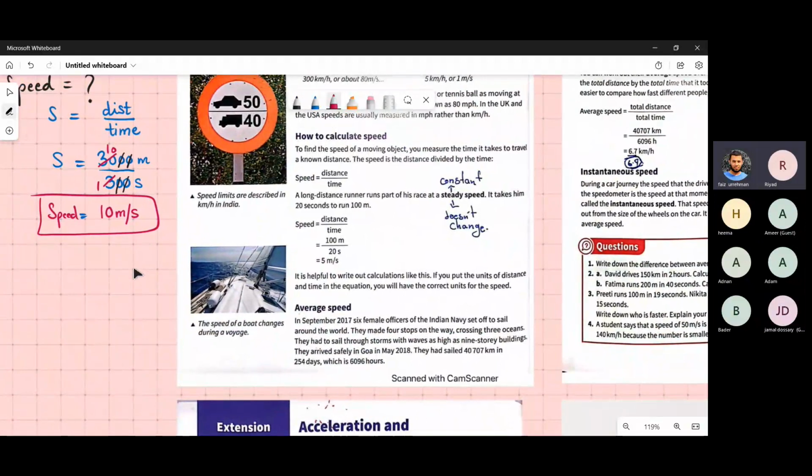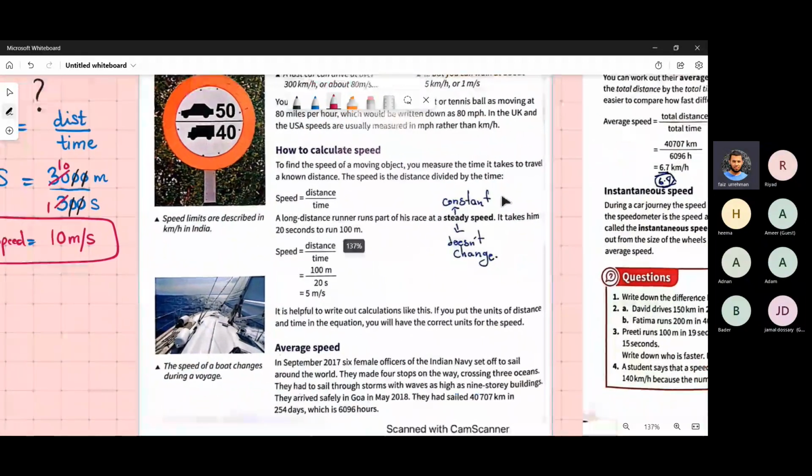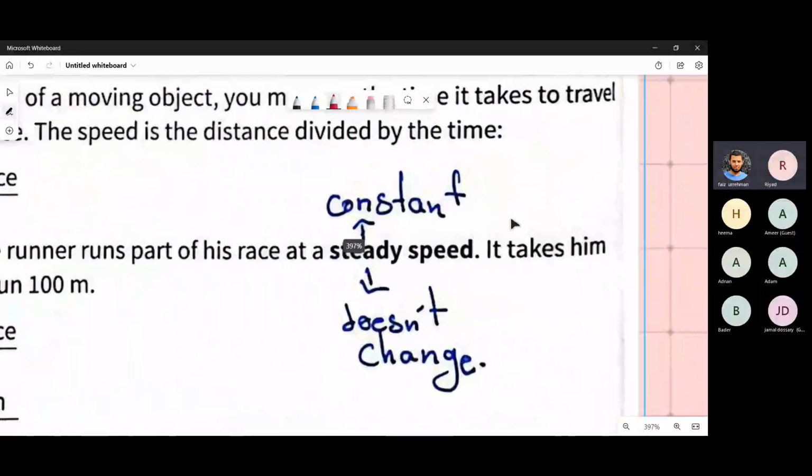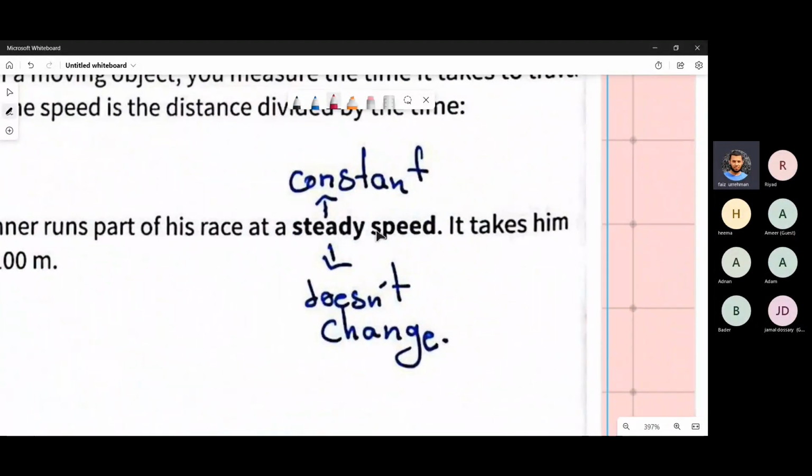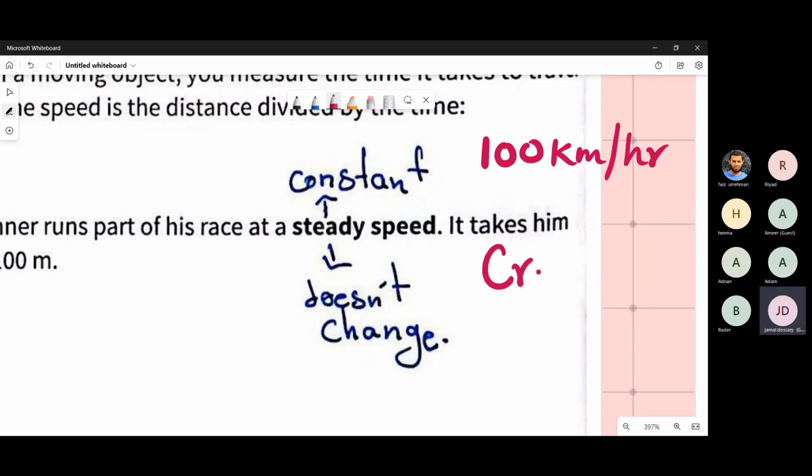Now, what is constant speed or steady speed? When you are traveling in a car, or you are on a bike and you have the speed that is not changing. If you just lock it at cruise mode, 100 kilometers per hour, something like that. You know cruise mode in the cars?